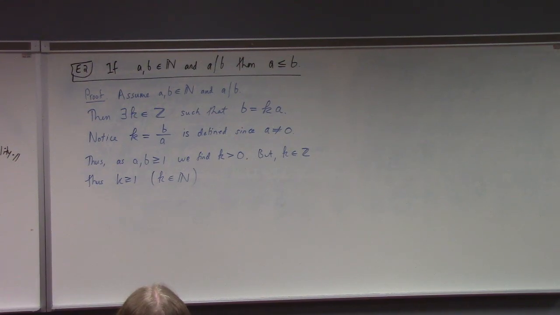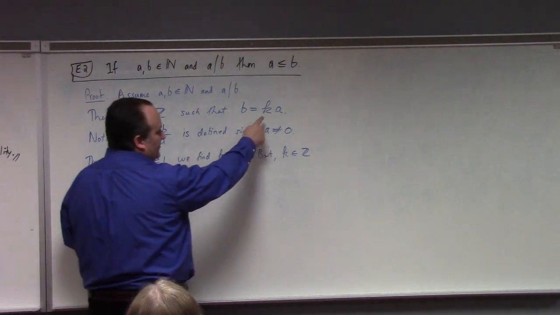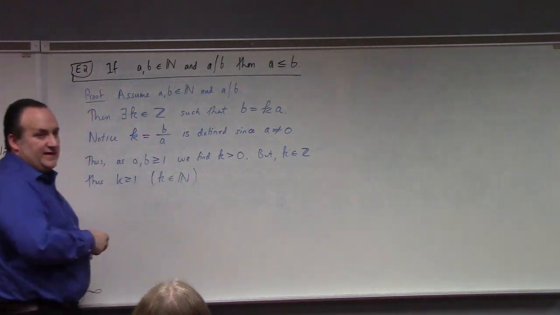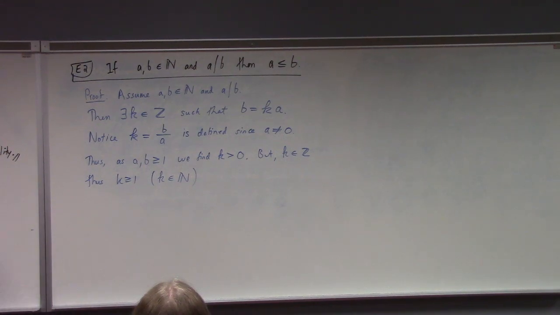Now, I defined divisibility in terms of integers, right? But if you look at this, we could also define divisibility just in terms of natural numbers if we wanted to, but I didn't do that. So we have to go through this. Because we don't know beforehand that this multiple K is positive without establishing that, right? But now we have. K is positive, right?